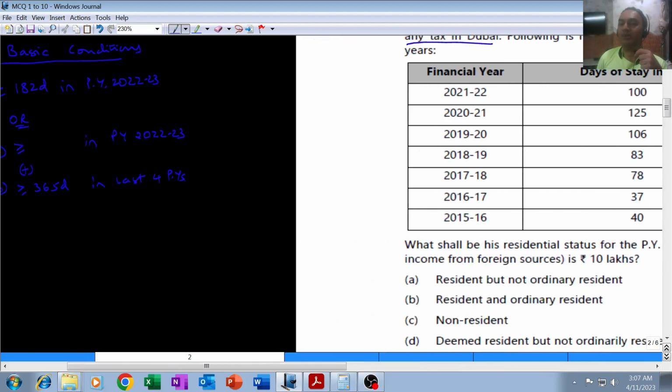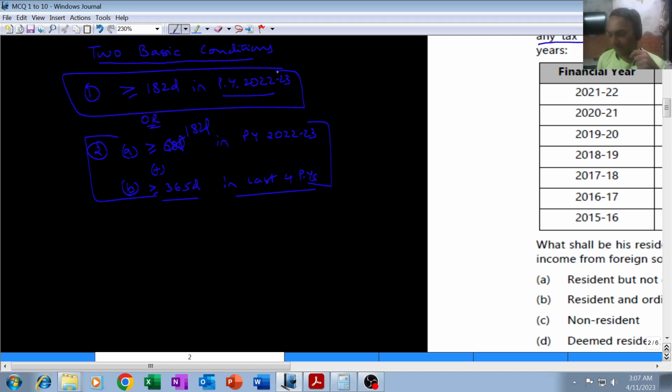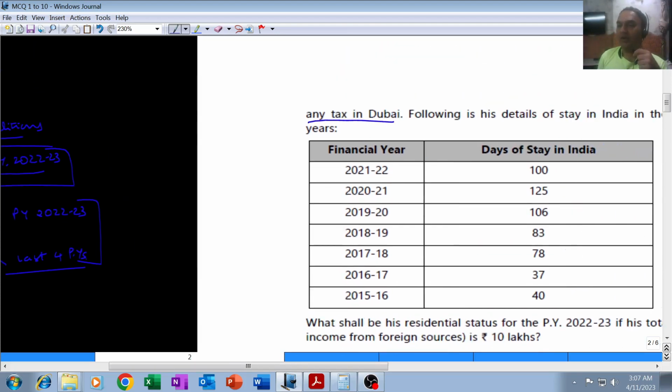In simple language, the basic conditions for him will become this way. First is 182 days or more in the current year 22-23, or instead of 60 days we will be replacing it by 182 days plus 365 days or more in the last 4 previous years. Simply second basic condition not to be checked. First is fulfilled, he will be resident. Not fulfilled, he will be non-resident. In case Indian income is up to 15 lakh.